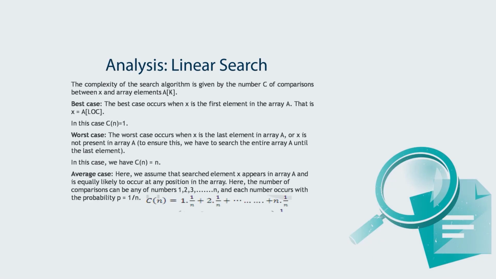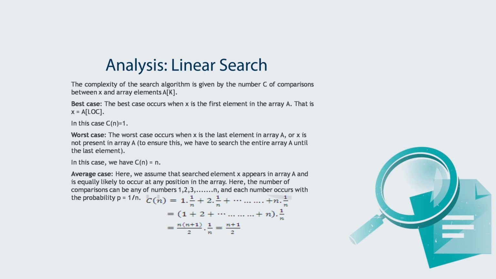So here we want to discuss the best case, worst case and average case. In the best case, the complexity of the search algorithm: what will be the best case? When the element is found at the first position of the array. The best case occurs when x is the first element of the array. At that time, what will be the value? That is 1, that is constant time.